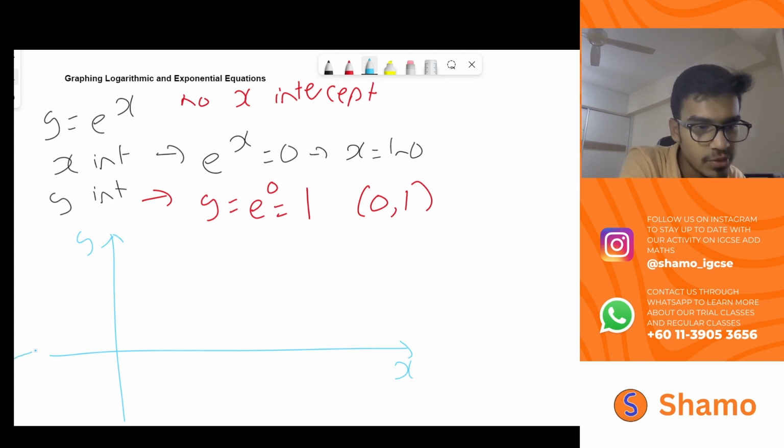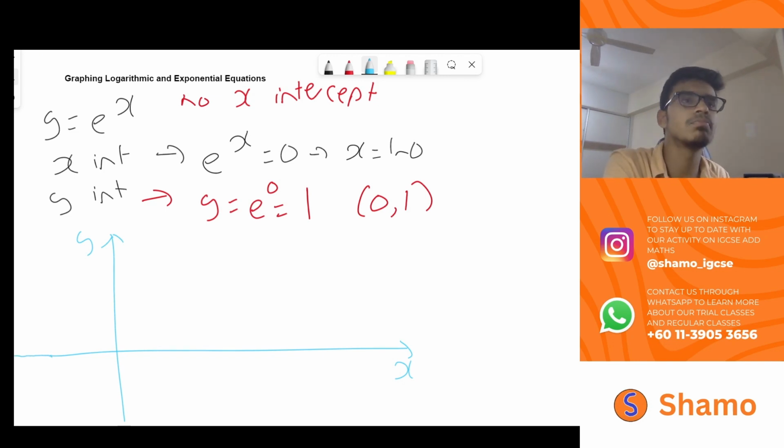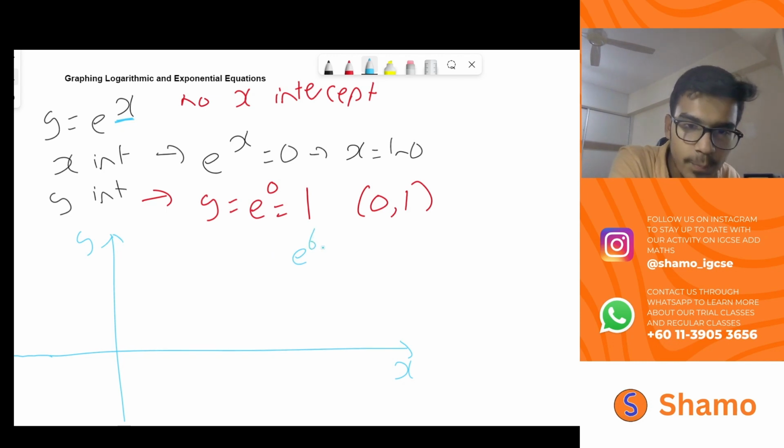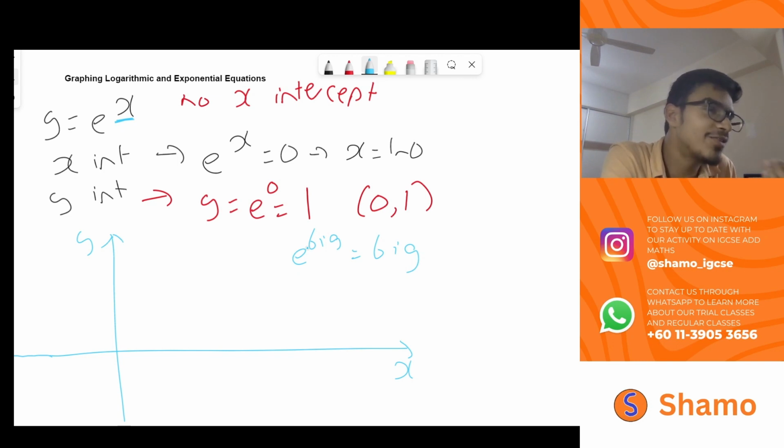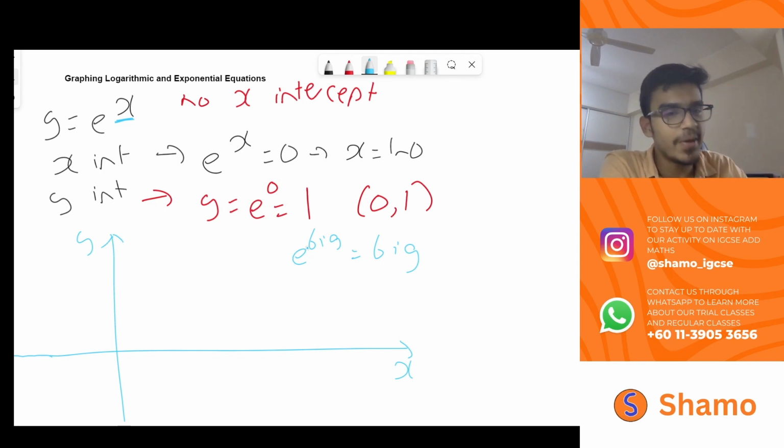Okay, now what can we do? We just know 1 point. I know nothing else except 1 point. Well, we can get some intuitive idea on this. What happens if x is very large? E to the power something large, e to the power big. It's something big.